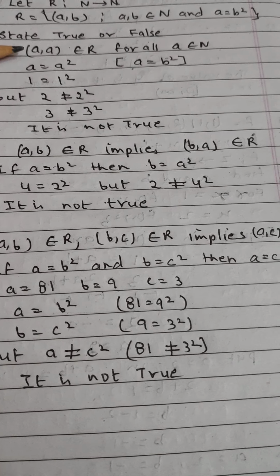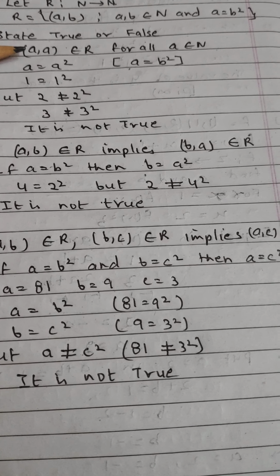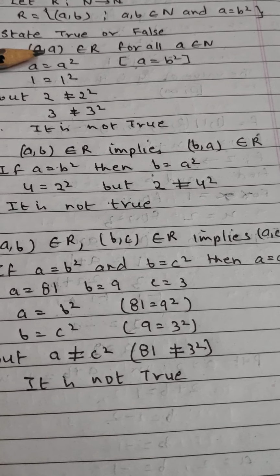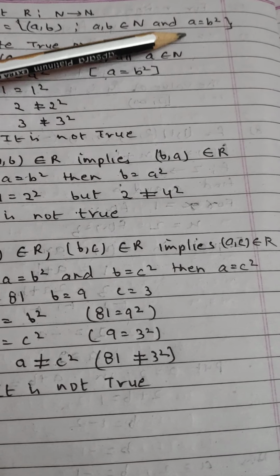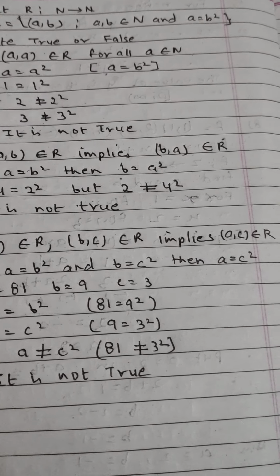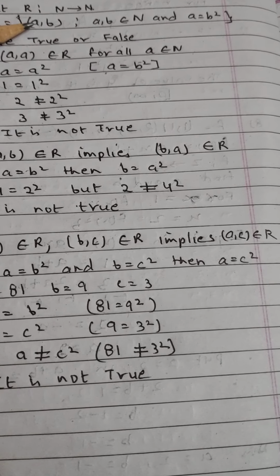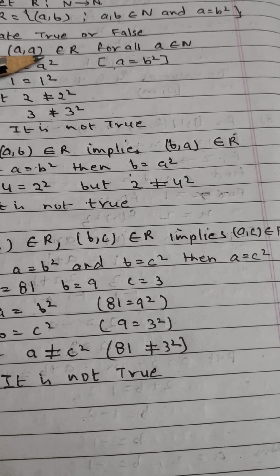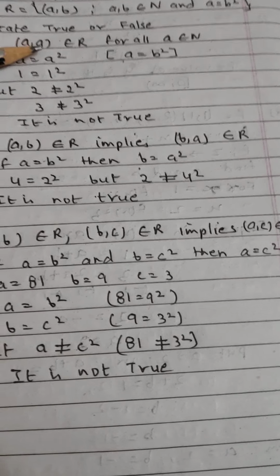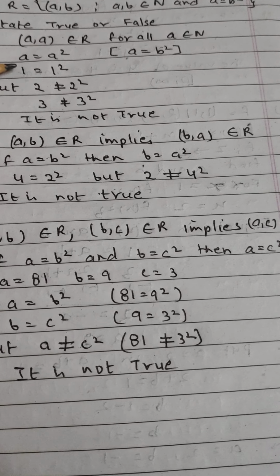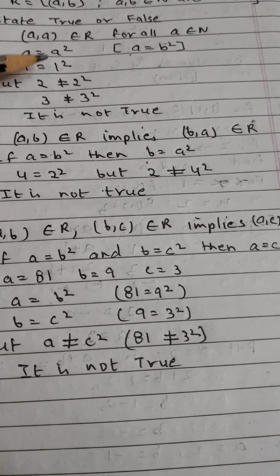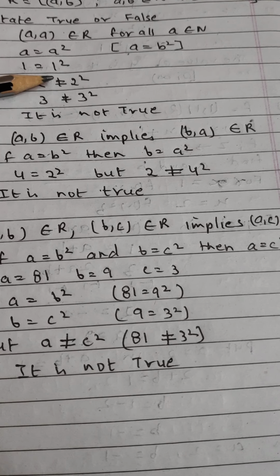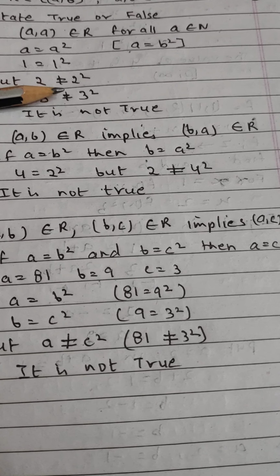How are we going to do it? In place of x it is a, in place of y it is b, and the relation is a is equal to b square, where a is x and b is the value of y. So a is equal to a square. A is equal to a square is possible in natural numbers for only one value, that is 1 is equal to 1 square, but 2 is not equal to 2 square, 3 is not equal to 3 square.